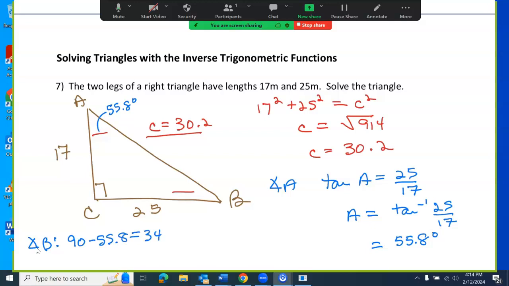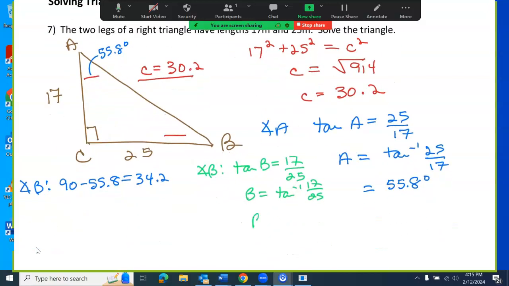Now, I could certainly say angle B I can get by saying 90 minus 55.8, and I'll get 34.2. That's fine. Or if you really wanted to use tan again, I can do the following. To get angle B, I could say the tan of angle B is 17 over 25. Therefore, angle B equals tan negative 1 of 17 over 25. And I believe I'm going to get the exact same answer.